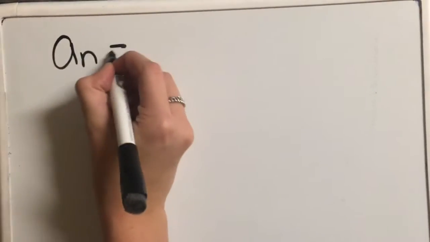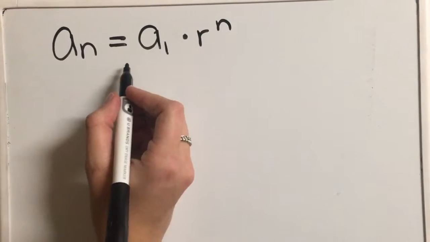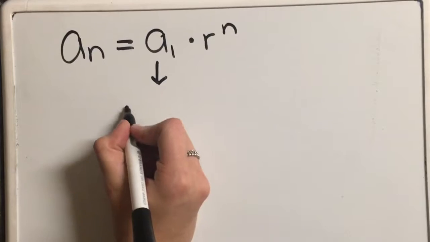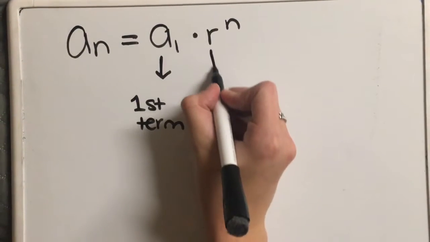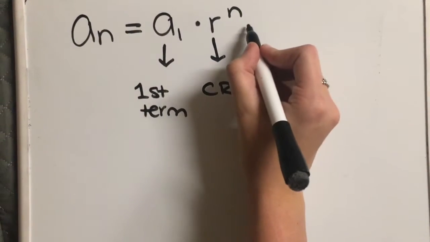This is the formula we will be using to find the nth term in a geometric sequence. A sub n equals a sub 1 times r to the nth power. A sub 1 is the first term in the sequence. R equals the common ratio. N equals the nth term.